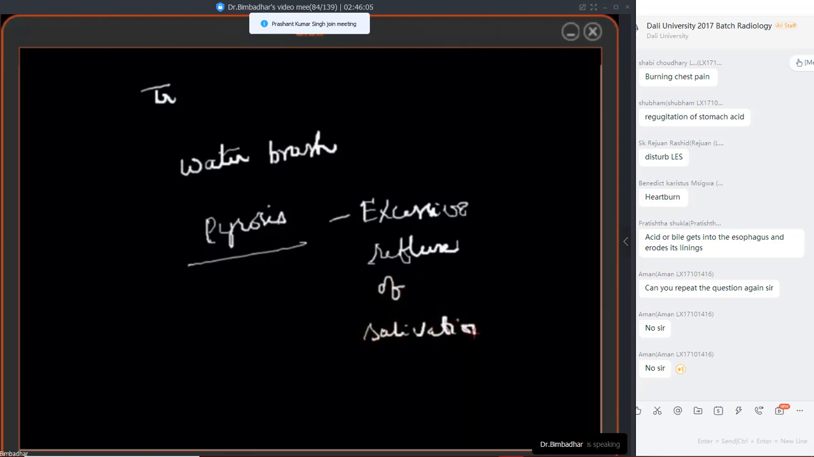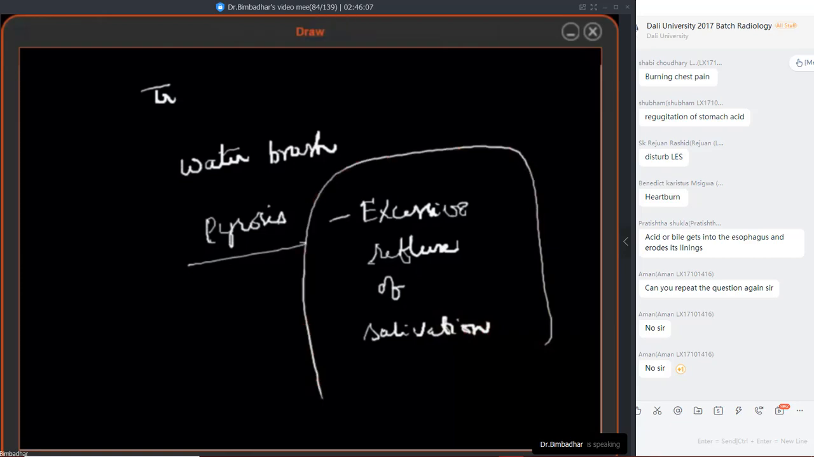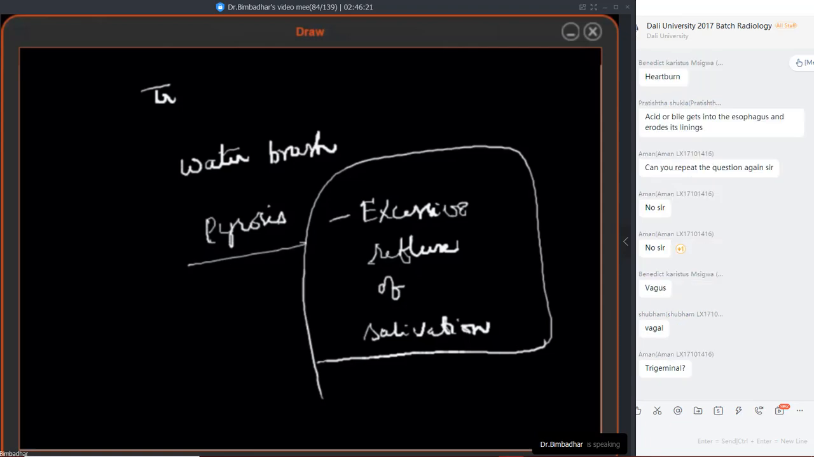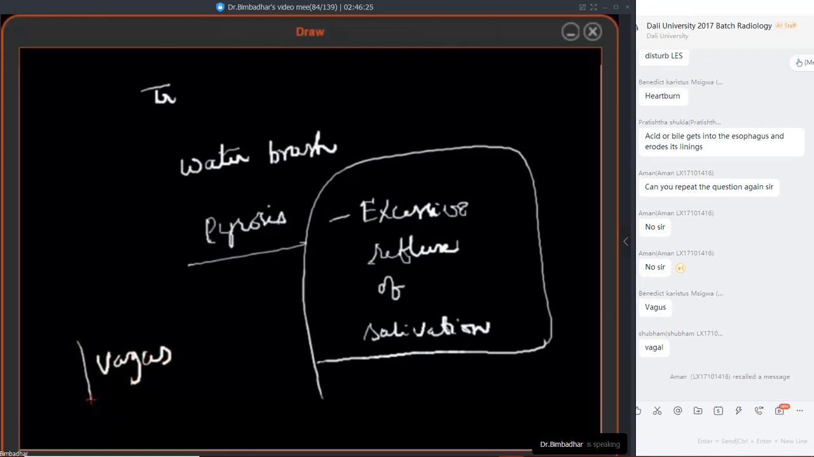Well, what is the nerve that controls salivation? What is the thing that actually causes secretions from the glands? Vagus. Perfect. Excessive vagal stimulation will eventually lead to water brash. Water brash, excessive salivation that is happening because of the vagal reflex, is called water brash.